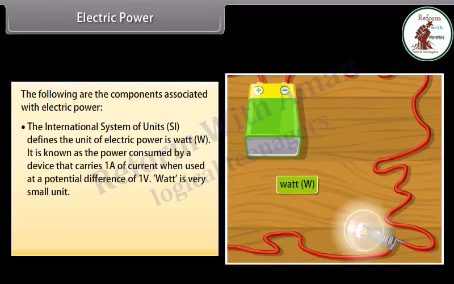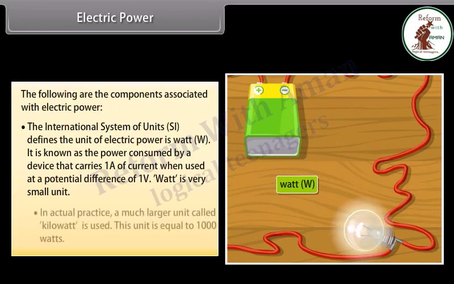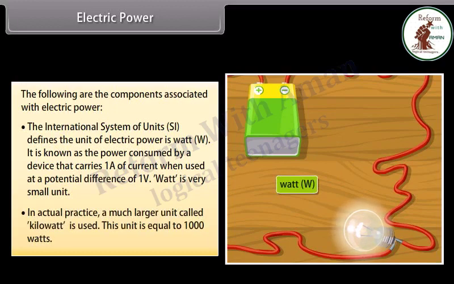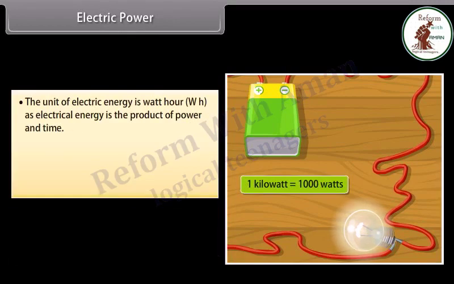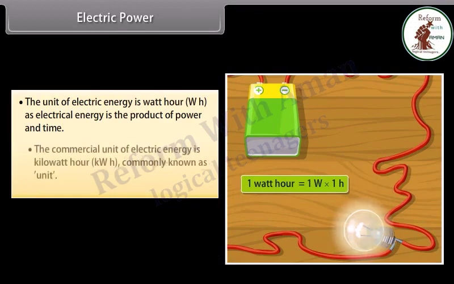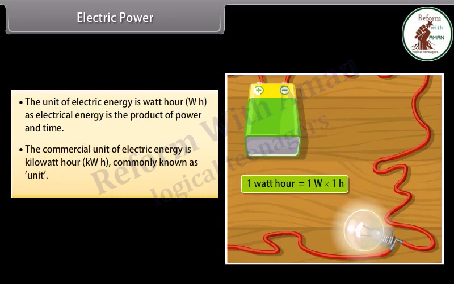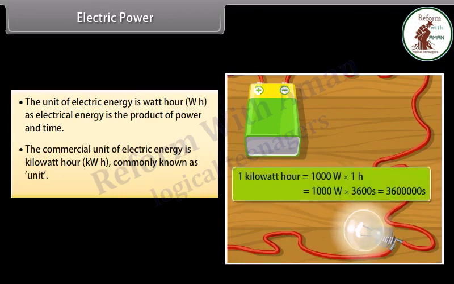The watt is a very small unit. In actual practice, a much larger unit called the kilowatt is used. This unit is equal to 1000 watts. The unit of electric energy is the watt hour, Wh, as electrical energy is the product of power and time. The commercial unit of electric energy is the kilowatt hour, kWh, commonly known as a unit.